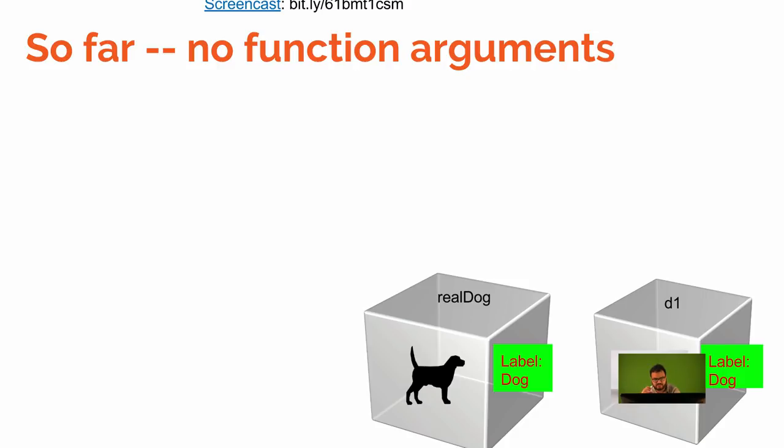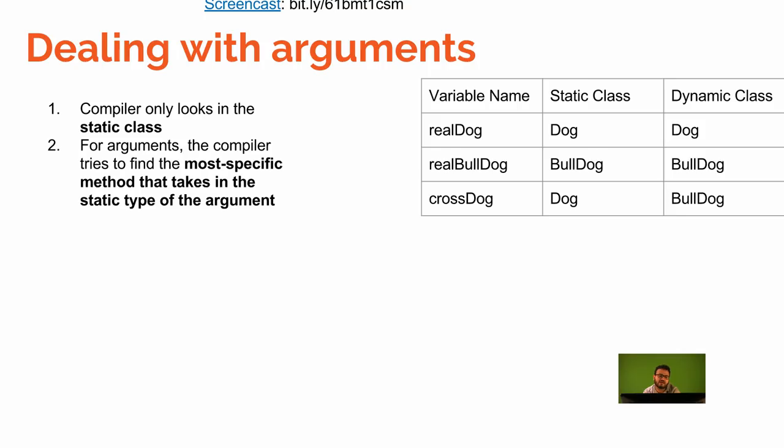D1 is like a label dog, but it's actually a bulldog inside. Now, for arguments, the compiler only looks at the static class. What I mean by this is, if you call a method, let's say bark, that takes in a dog, then it will only look at the static class. It will not care about the dynamic class of the argument.